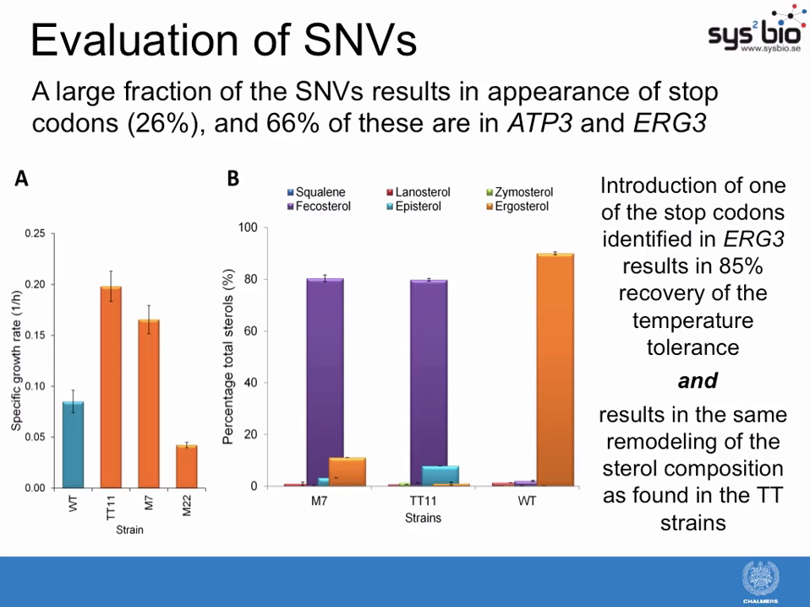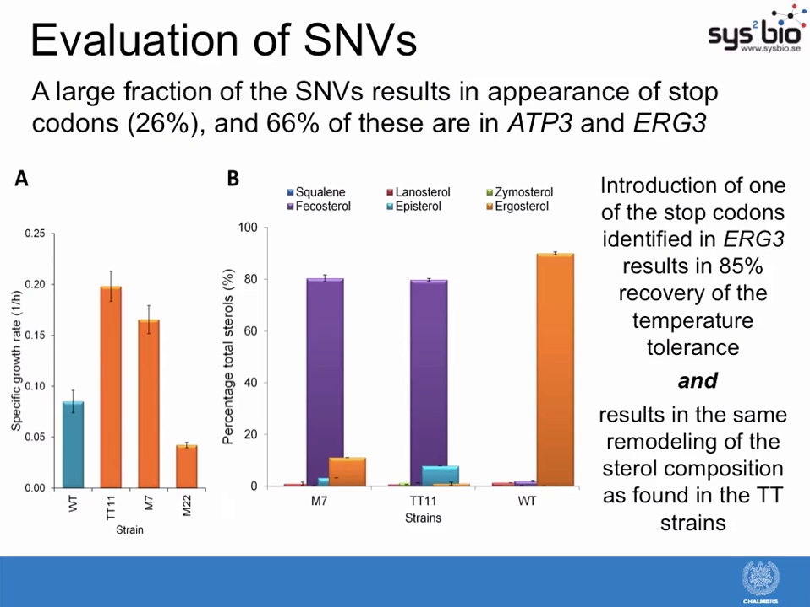So we were therefore looking into the single nucleotide variations. It's quite interesting that a relatively large fraction of these, 26%, results in the appearance of stop codons in the genes, and 66% of these stop codons appear in only these 2 genes, ATP3 and ERK3. And therefore, it was, of course, particularly interesting to look into these. When we delete or insert the corresponding stop codon for ATP3, we do not have an effect. We do not have an enrichment.